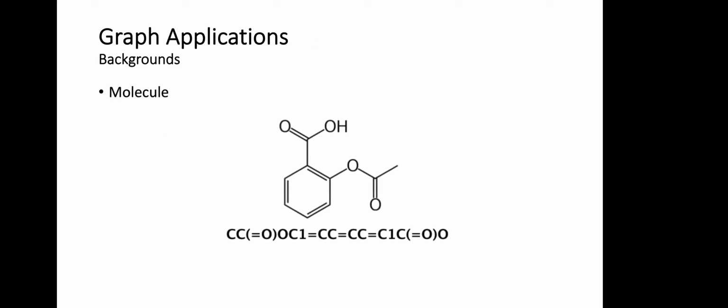The first graph application can be a molecule. A graph can be used to represent the structure of a molecule. We can think of nodes as atoms and edges as their connections, the bonds between two different atoms. And in the molecule, we can have different types of bonds and different types of atoms.